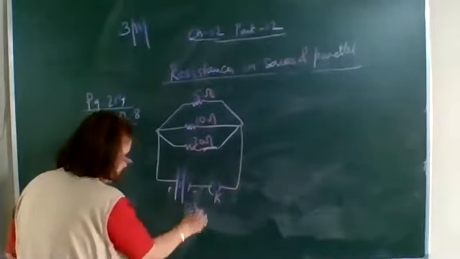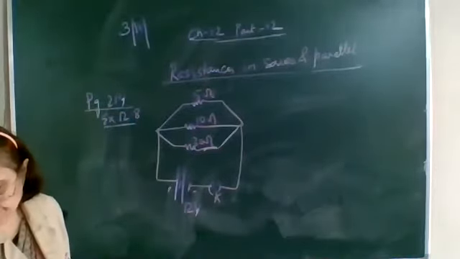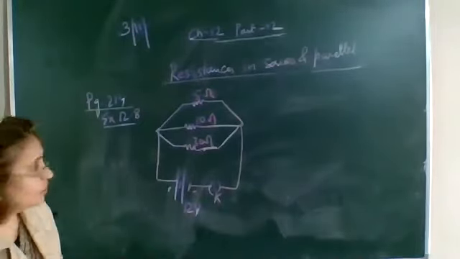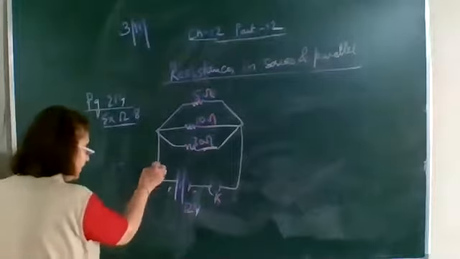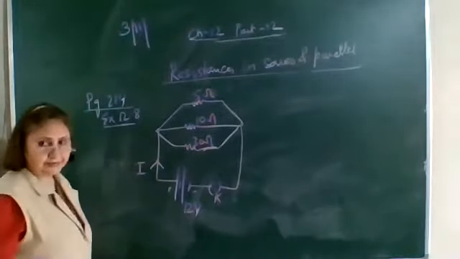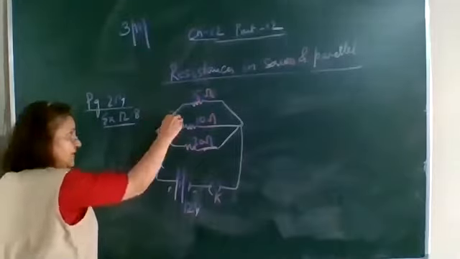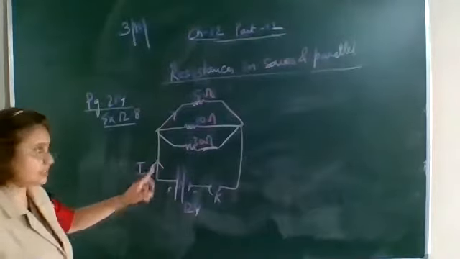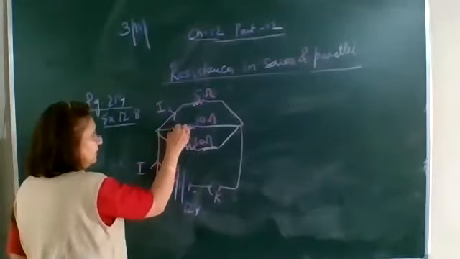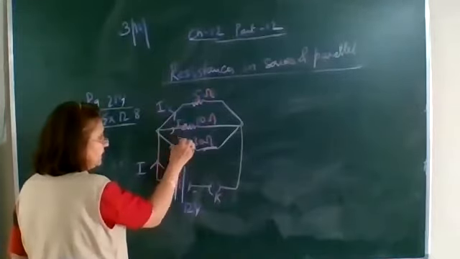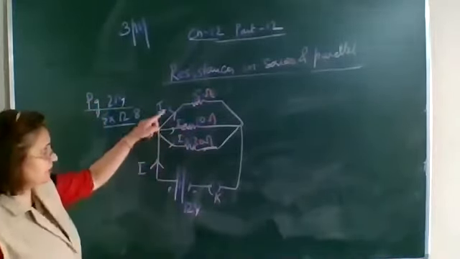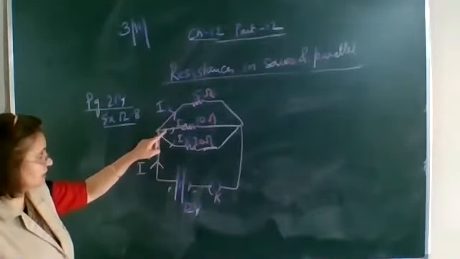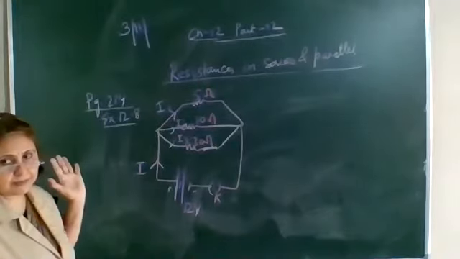The battery voltage is 12 volts. Now the first part, you have to find out the current through each resistor. Suppose the total current given by the battery is I. As they are connected in parallel, the current will divide in these three branches. That is I1, I2 and let the current through 30 ohm be I3. So the current through these three branches is I1, I2 and I3 respectively. Here you have to find out I1, I2 and I3.